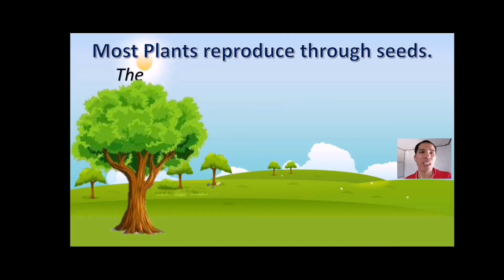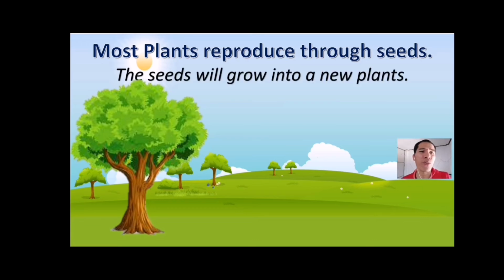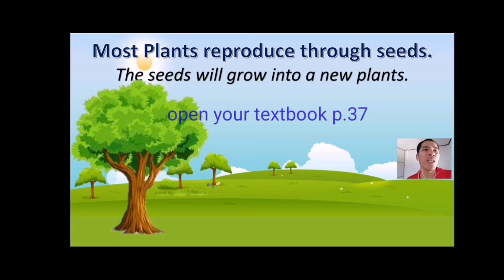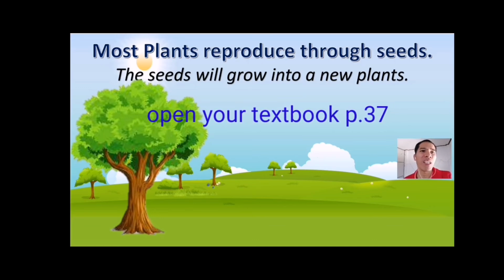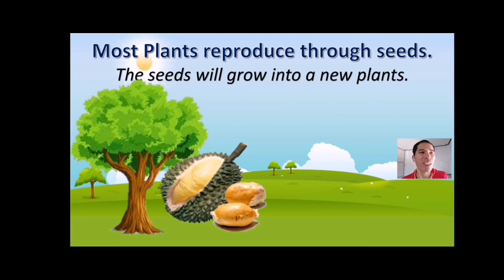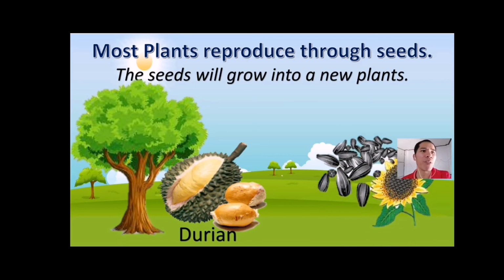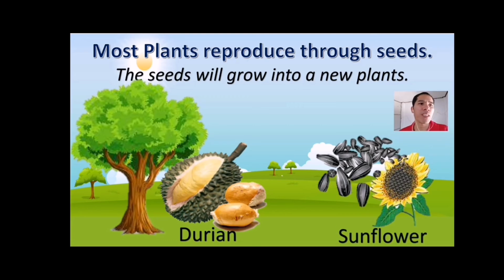Most plants reproduce through seeds. The seeds will grow into a new plant, like this. What is that? You are correct. That is a durian. A durian reproduces by seeds. How about this one? Yes, that is a sunflower. A sunflower could reproduce by seeds.